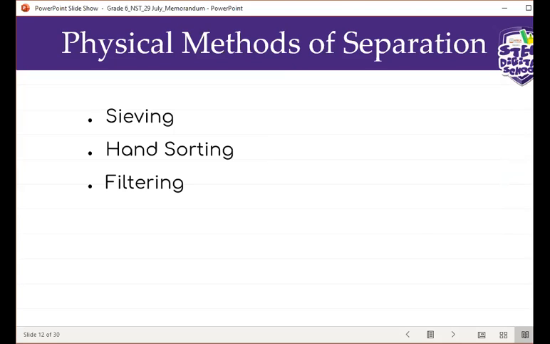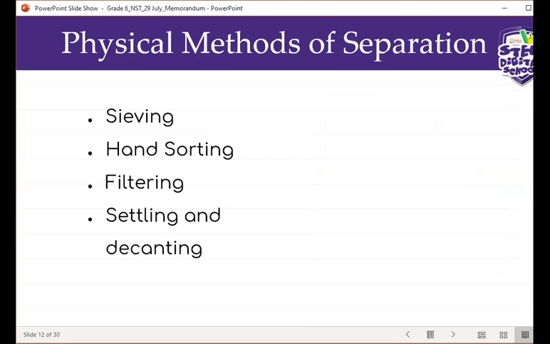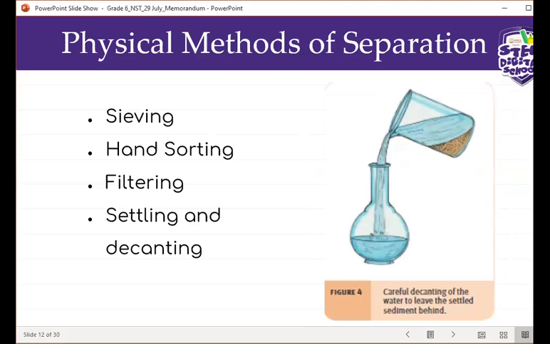Then we had filtering, where we said we can use a filter to separate a solid material from its liquid. We gave the example of the coffee filter paper. Yes, filtering is used to separate the coffee beans from water, and most of you even corrected me there. Then we had settling and decanting, and we need to be very, very careful in doing this because we first need to allow the sediment to settle at the bottom.